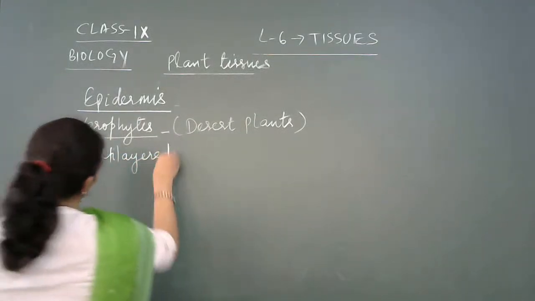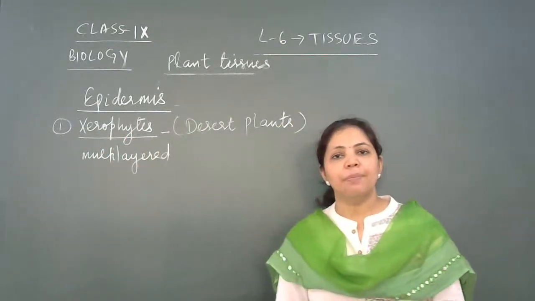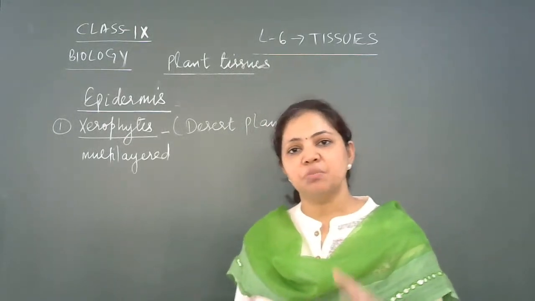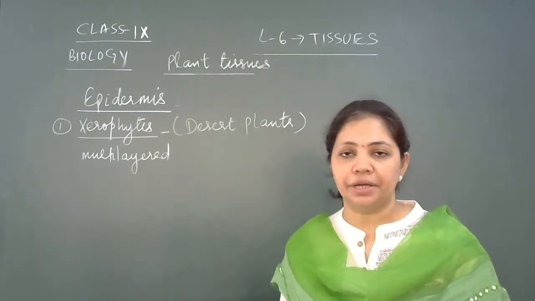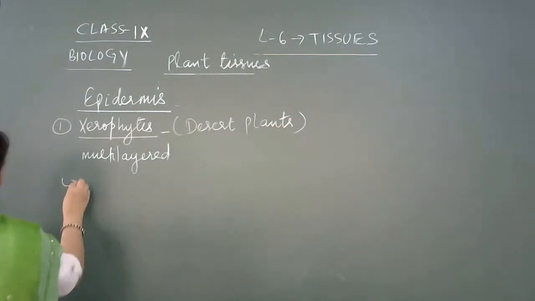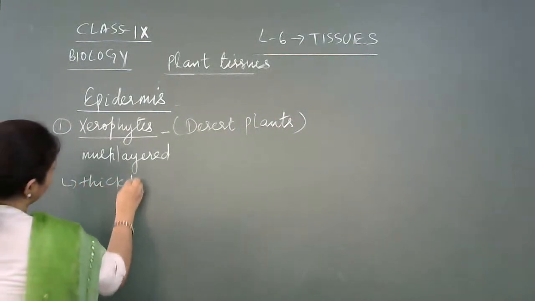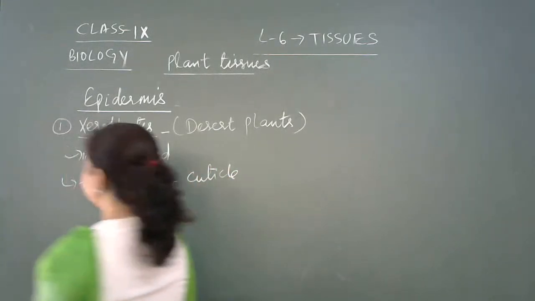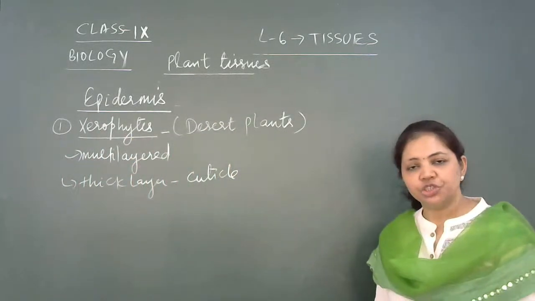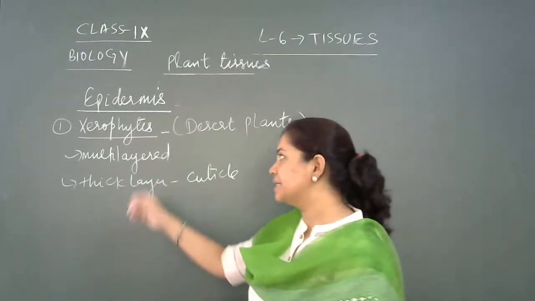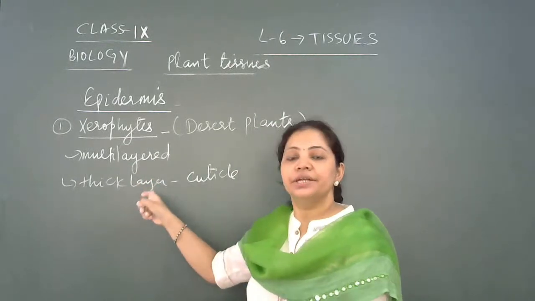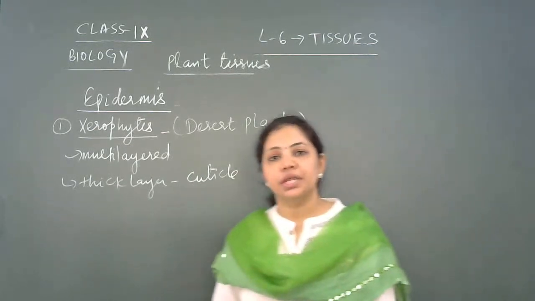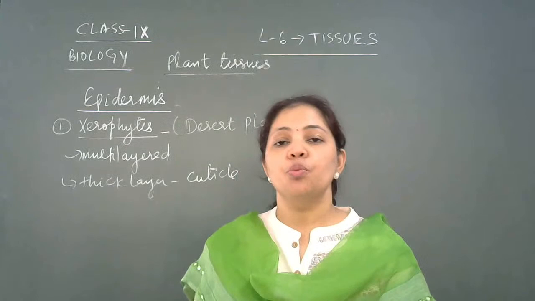It is multi-layered, means although I told you that epidermis is present as a single layer, in case of desert plants the epidermis is multi-layered, means it is made up of many layers, and along with that it has got a thick layer of what we call cuticle, right? So the two important features of epidermis in xerophytes are that it is multi-layered and it has got a thick layer of cuticle.